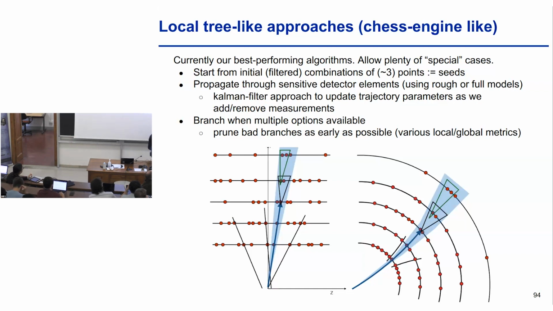As we move from one layer to another, we have a model that tells us how we propagate through. Then we can figure out if there are one or more points that are compatible with a possible trajectory and split into possible candidates. Then we evaluate these candidates and figure out in the end a unique set of trajectories. And this is really the workhorse of how we do tracking nowadays at the LHC.